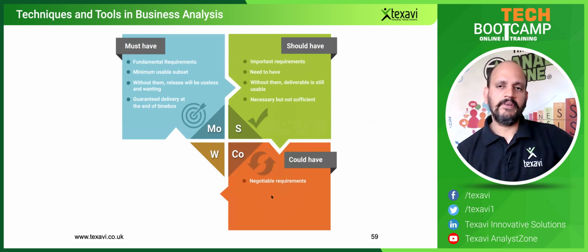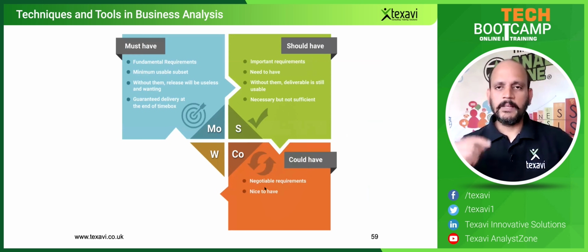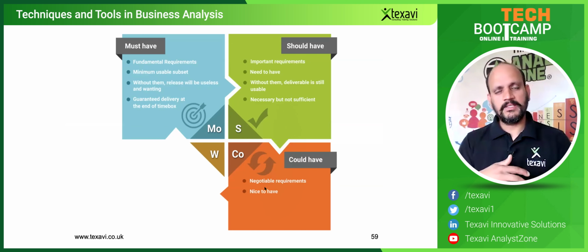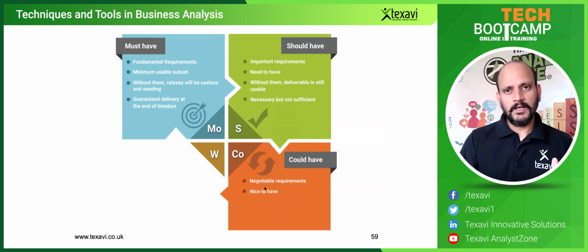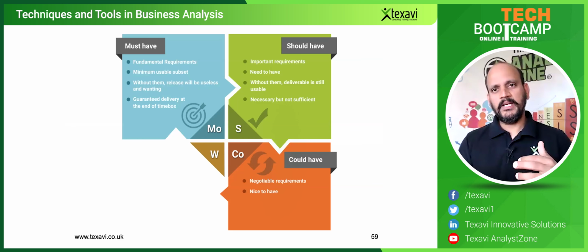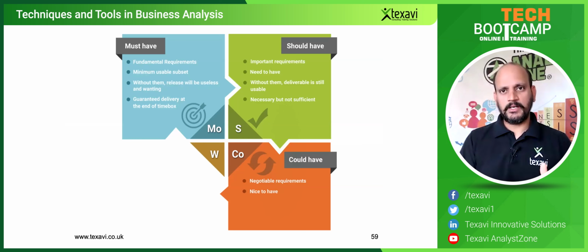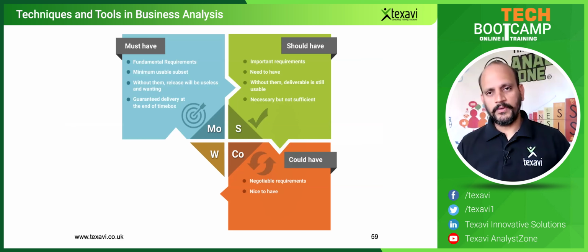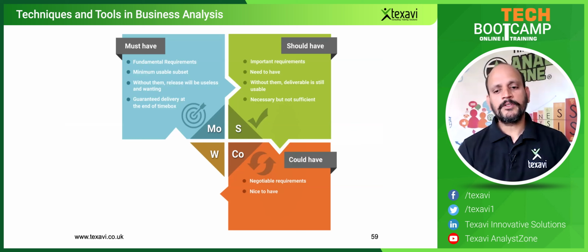Could have is negotiable. You can always replace this. Okay, it's fine, we can replace this one and still go ahead with the release. For example, I don't need the ability to interface with a third-party application in this requirement. That's fine, we can move on to the next one. It's still a nice-to-have requirement, so it can be replaced quickly.